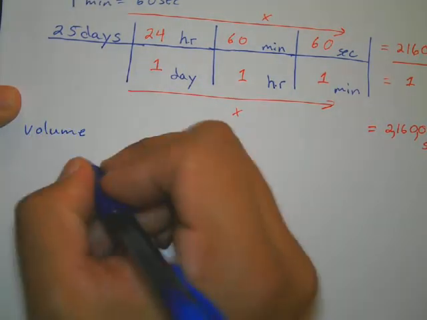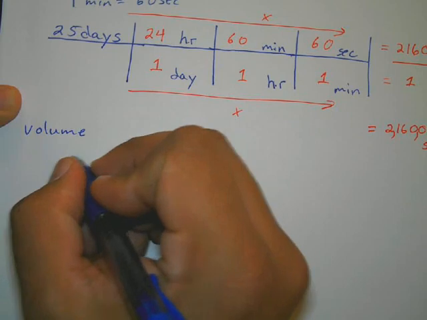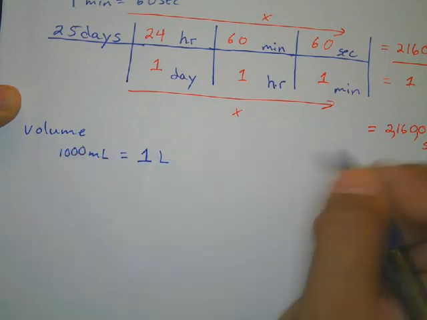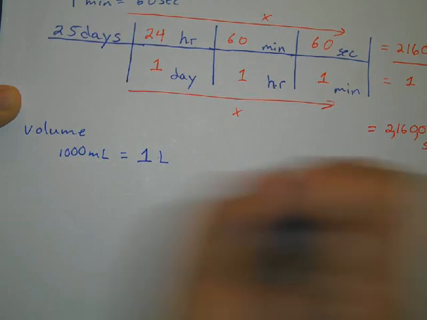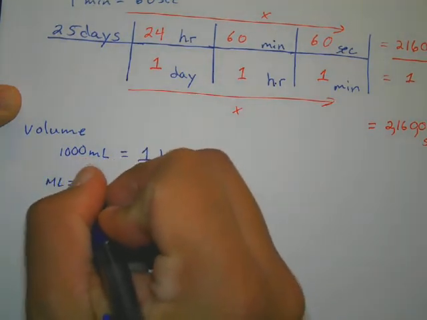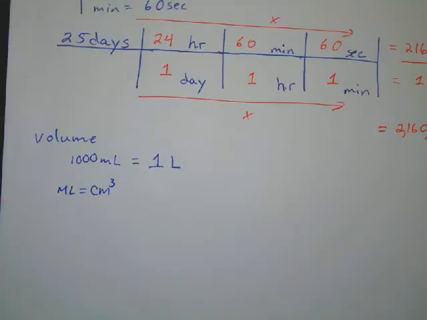I know that 1,000 milliliters is equal to 1 liter. And milliliters is actually equal to cubic centimeters. Just so you know in future text that milliliters and cubic centimeters is the same, okay? So let's do this problem right here.